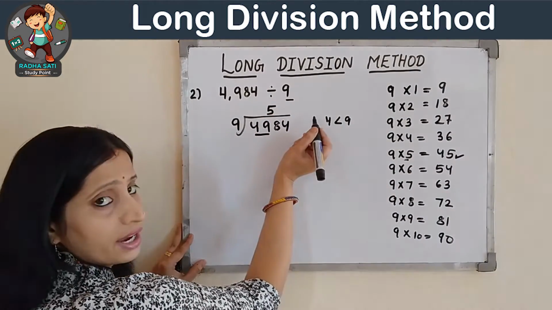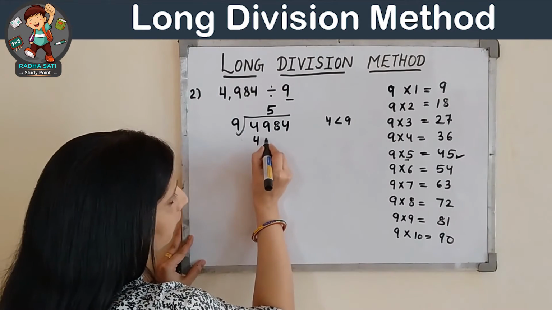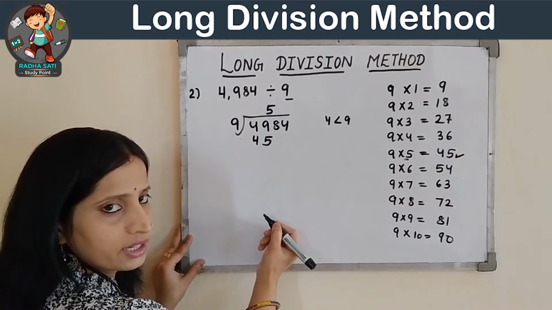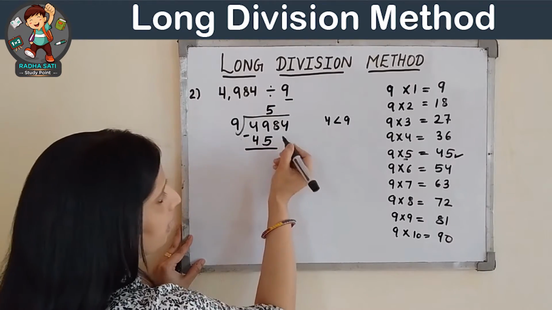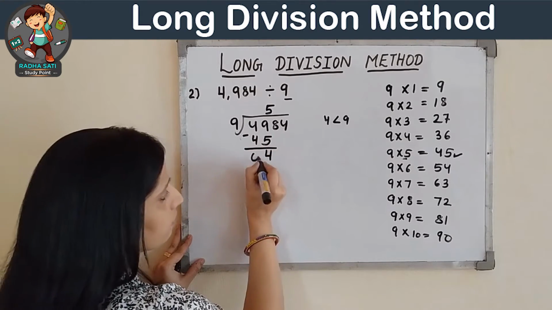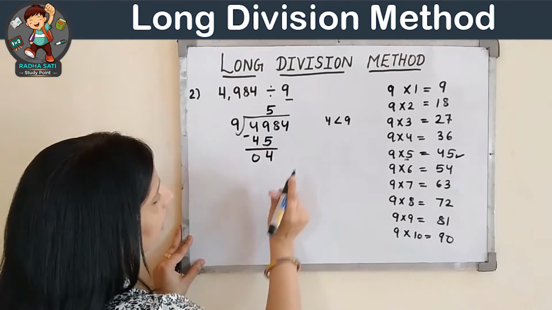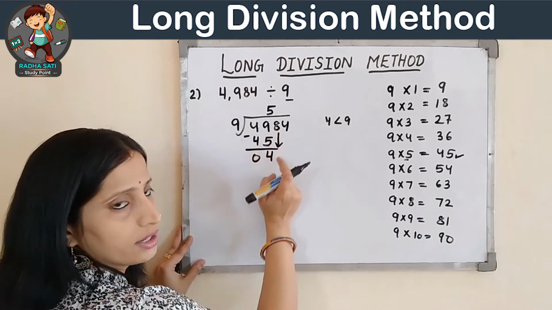We will write 5 here. And 9 5s are 45. We will write 45 here. And then we will put the subtraction sign and we will subtract. 9 minus 5, 4. And 4 minus 4, 0. Now the next step is to bring down the next digit from the dividend.